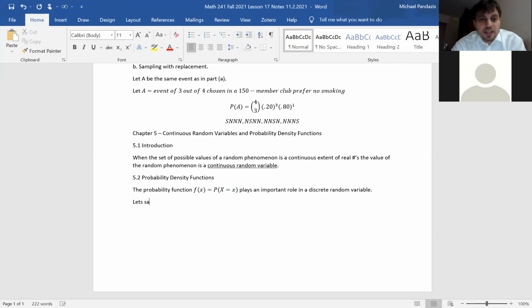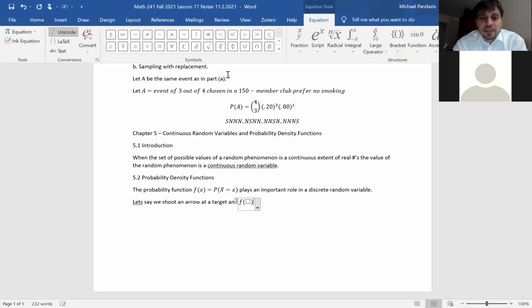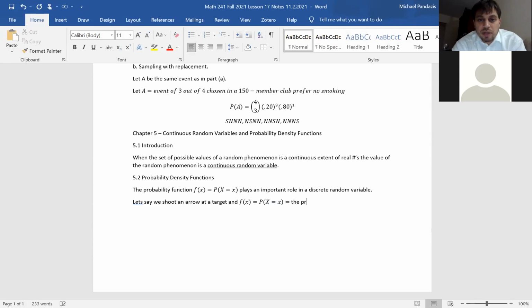Let's say we shoot an arrow at a target, and f of x is equal to the probability that capital X equals little x, which is the probability that the arrow is little x inches from the center, to the nearest inch. That's for part A.